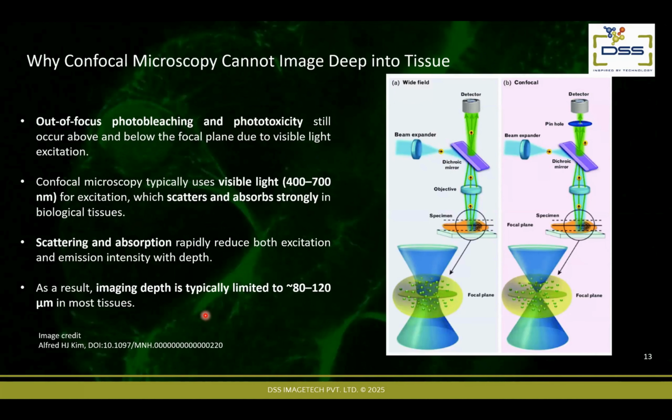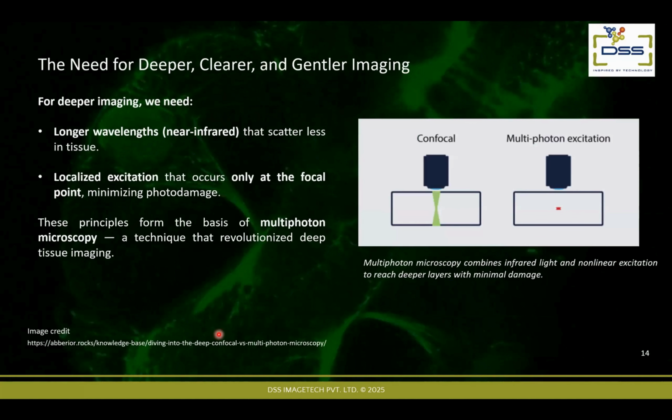So then how do we achieve this requirement that we essentially want to do deep tissue imaging while preserving tissue integrity? The answer lies in multiphoton excitation. So here what we do is we use longer wavelengths. So longer wavelengths have lower energy. So they scatter less in the tissue. And then we do localized excitation. So for example, in confocal, we illuminate the entire specimen. In multiphoton, we do point illumination.